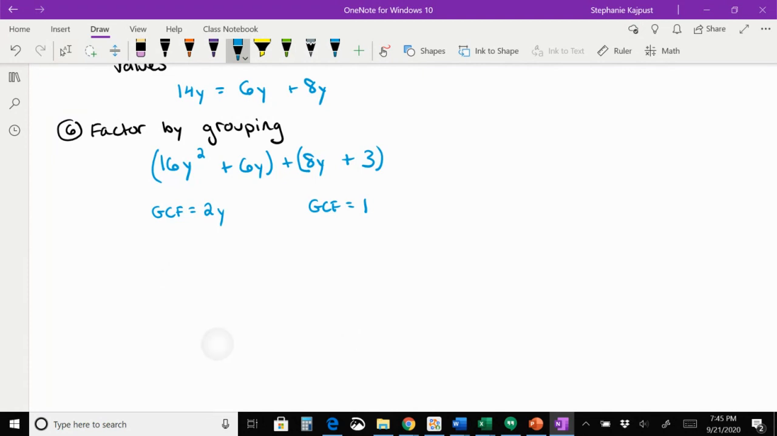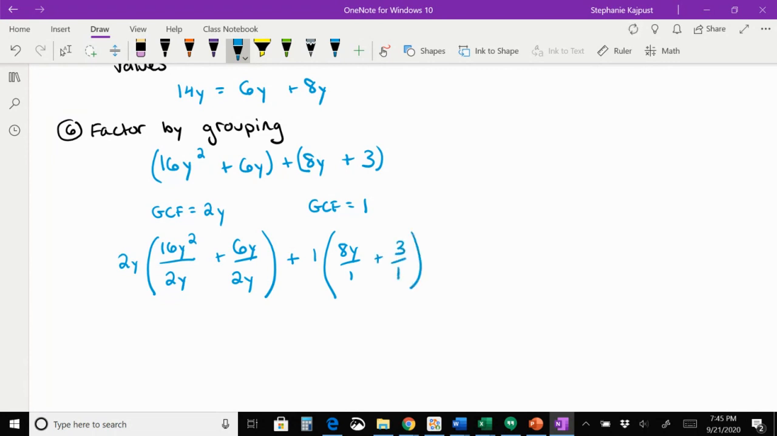So now the next step is to write your GCF in front, and then to divide each term by the GCF. So you have to make sure not to get these two confused, and then I have to have a plus sign in the middle. 1, and then I'm literally just dividing these by 1, which is kind of silly, but I'm showing the steps so that you can see the process.